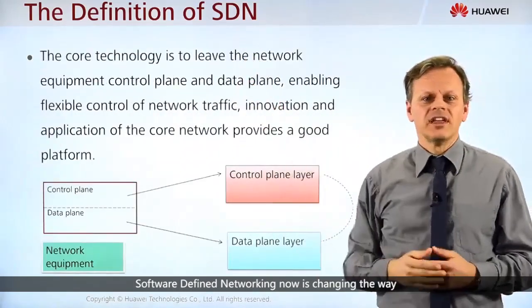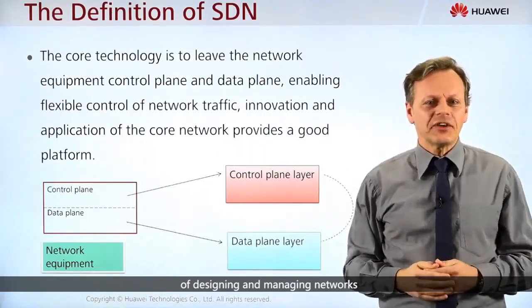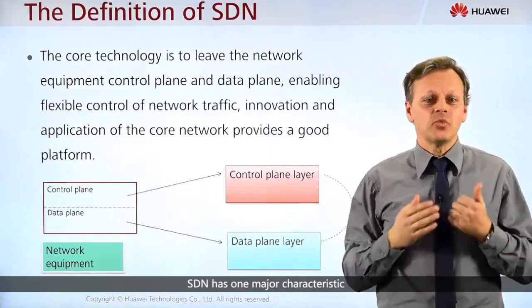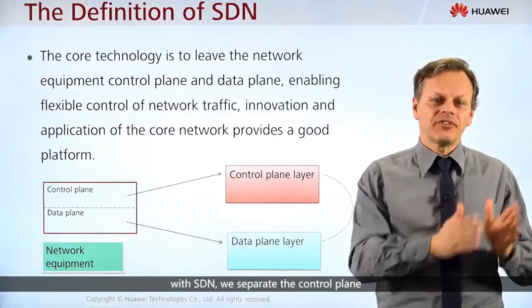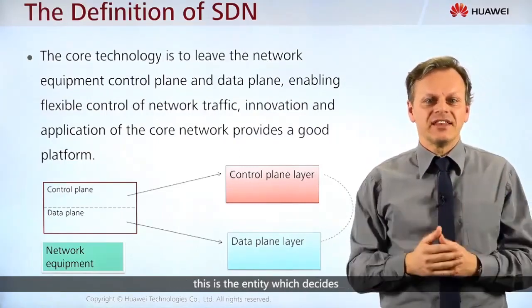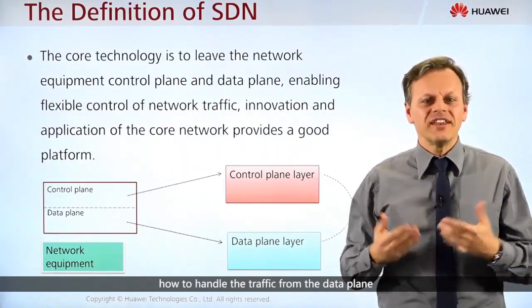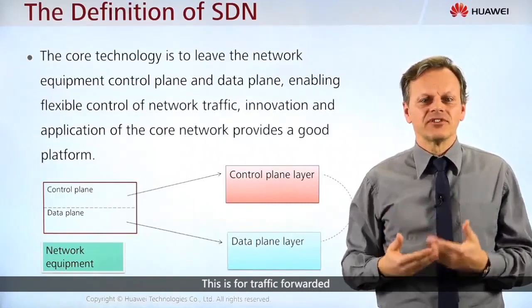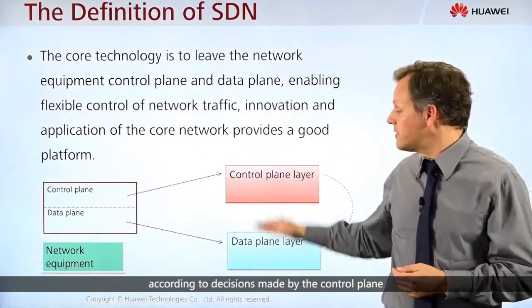Software-defined networking now is changing the way of designing and managing networks. SDN has one major characteristic. With SDN, we separate the control plane. This is the entity which decides how to handle the traffic from the data plane. This is where traffic is forwarded according to decisions made by the control plane.